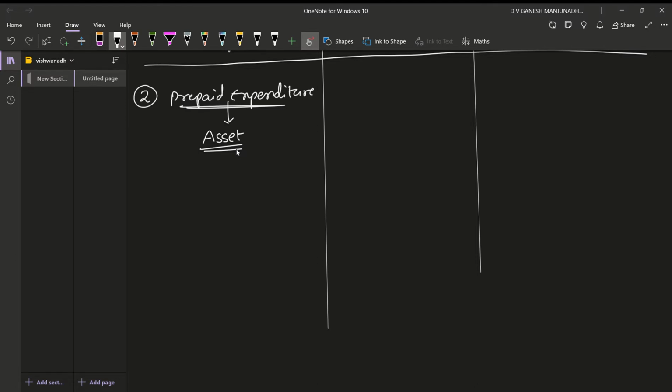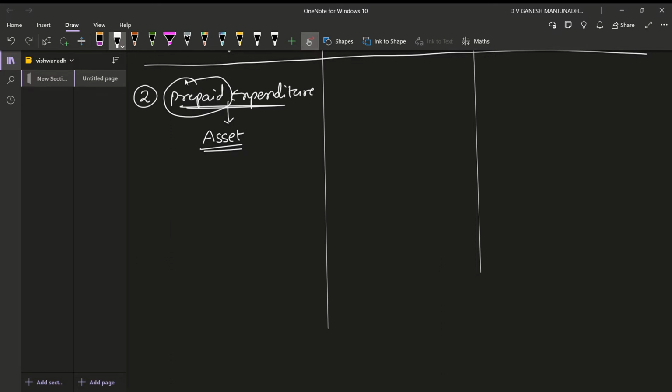Only current year expenses. If any outstanding is there, that is to be added to the expenses. If any prepaid or advance is there, that is to be subtracted. Okay, that is what the thing is. Now what will be the entry? As it is prepaid, this is to be subtracted.